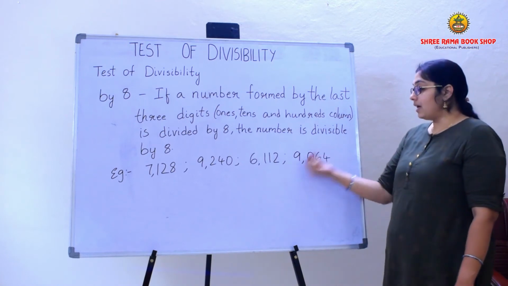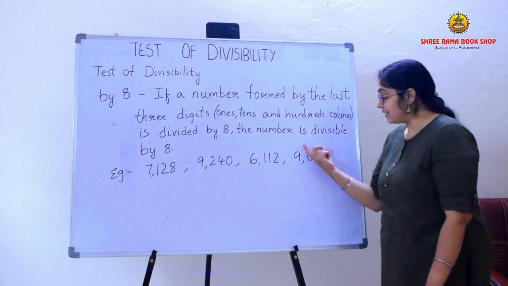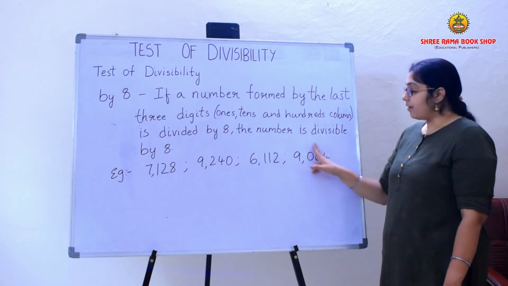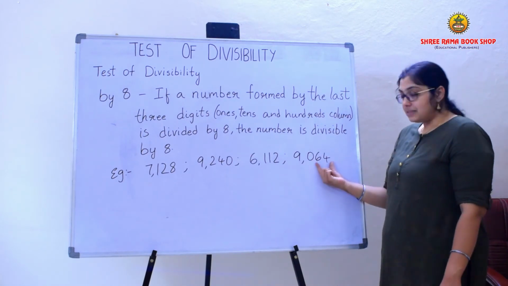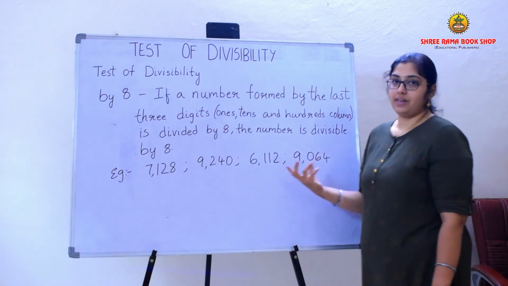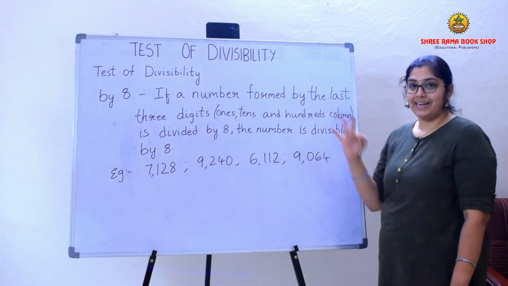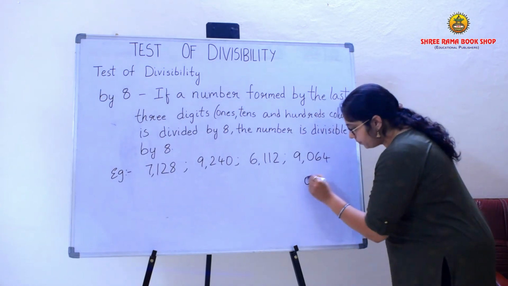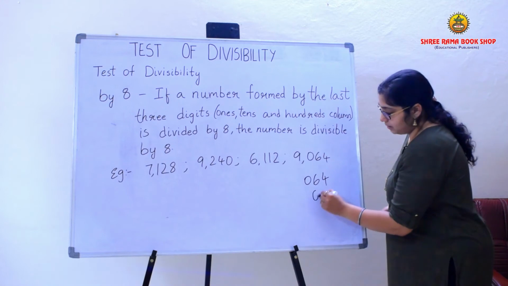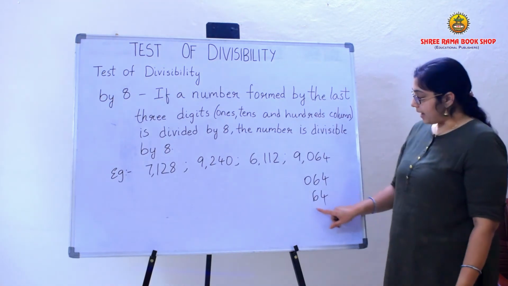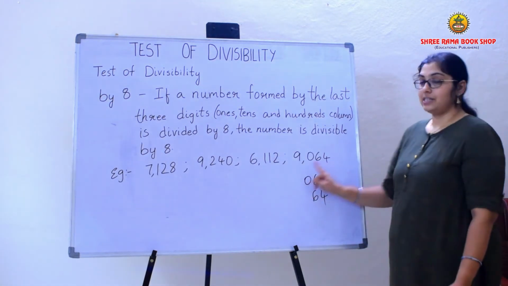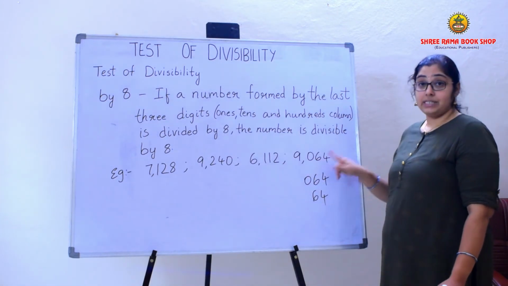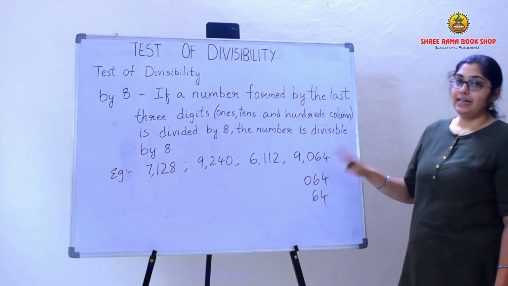9064. The last 3 digits are 064. As there is no value in the hundreds place, I can take 064, which is nothing but 64. So I can say that 64 or 064 is divided by 8. So the whole number 9064 is also divided by 8.